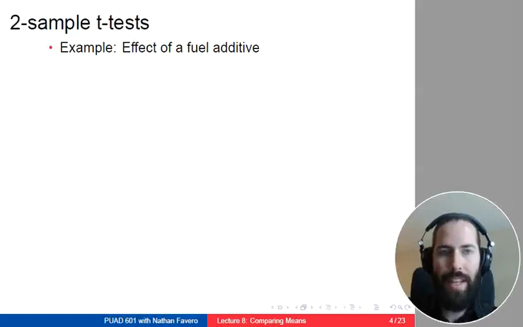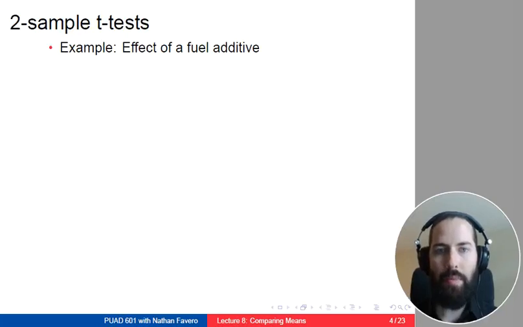With this second video in Lecture 8, we're going to walk through an example of testing for whether there's a difference in means. We're going to begin with what's called a two-sample t-test, and we're going to learn a little bit more about this test in a moment. But let's start by thinking about an example of where we might want to test for a difference in means.